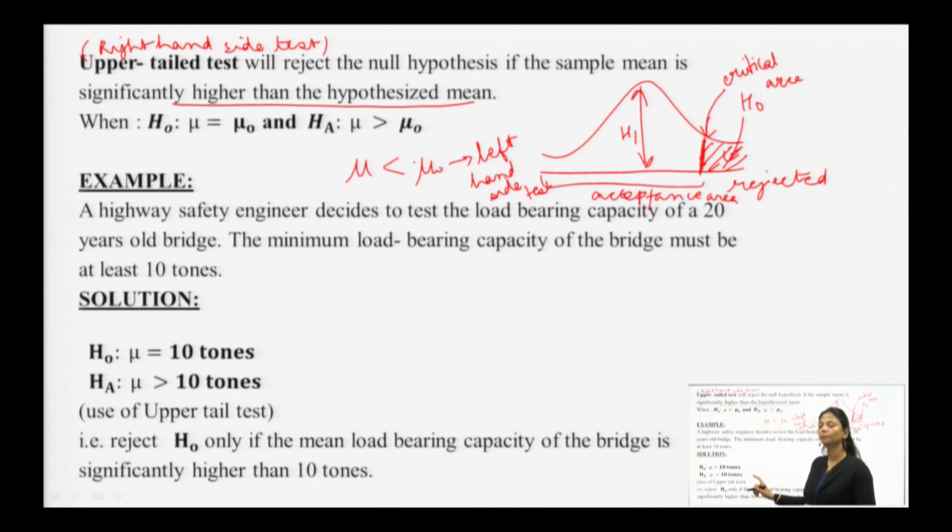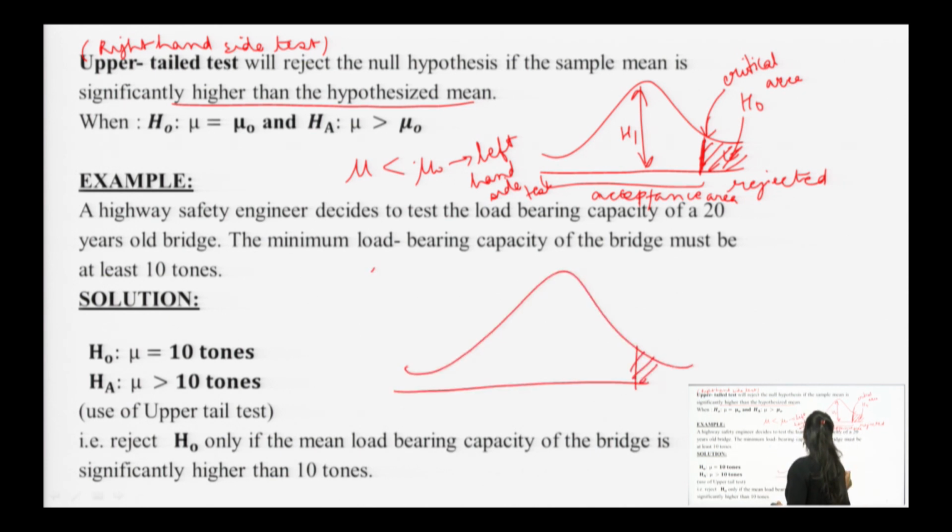That means this sample test is a right hand tail test, in which I reject my null hypothesis only if the load bearing capacity of the bridge is significantly higher than 10 tons. In this right hand tail test, this shows my H naught, which I will be rejecting, and this is my H1, the acceptance area.